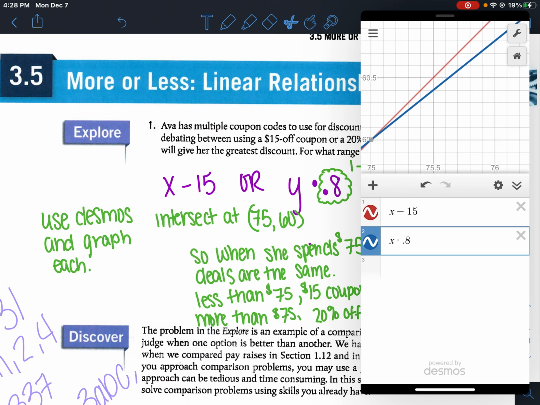If you don't believe me, you could always plug in numbers to see which one is cheaper. So pretend that you were buying a $20 item. Plug in 20 for each of these. See which one's cheaper. Then go ahead and plug in $100 and see which one is cheaper. So if you didn't like my visual representation, you could always do it algebraically. Okay, moving on to the next one.